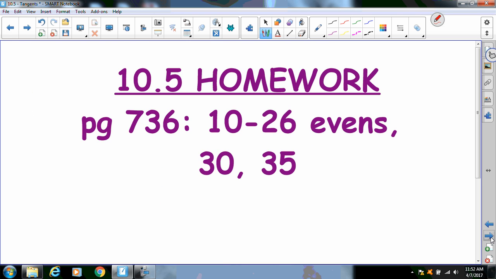Here's your assignment for 10.5. You're going to do 10 through 26 evens and then 30 through 35. And you can begin working on that.